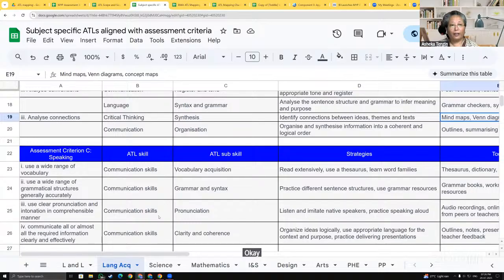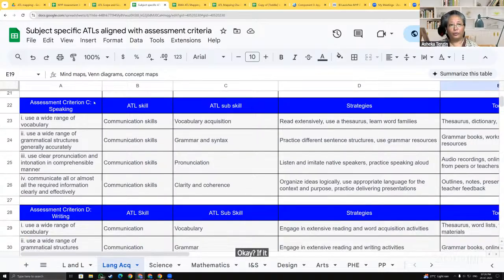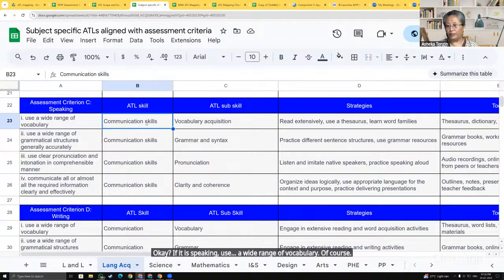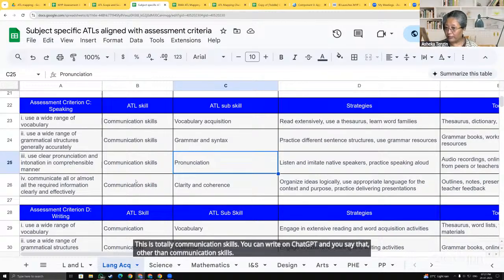Okay. If it is speaking, use a wide range of vocabulary, of course, communication skills. This is totally communication skills. You can write on ChatGPT and ask, other than communication skills, are there any other skills that we can teach?